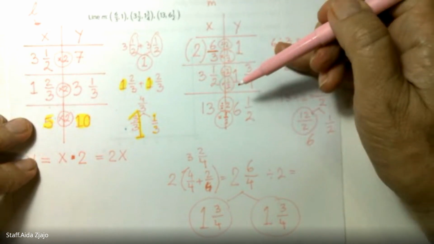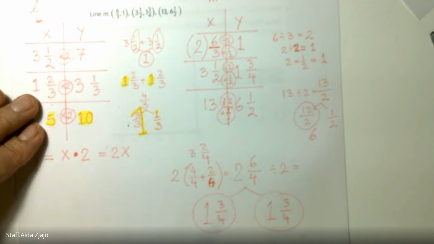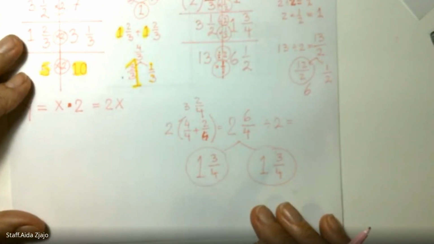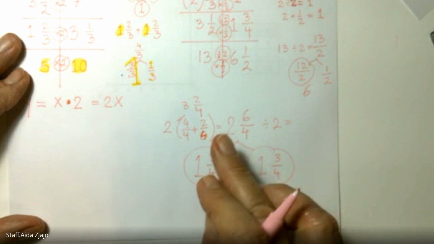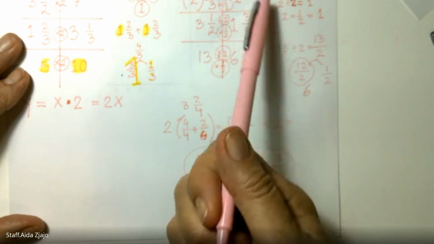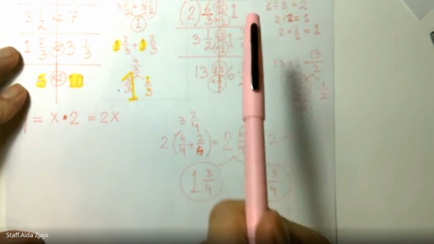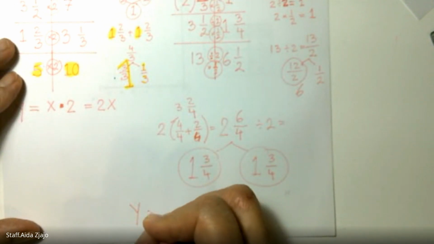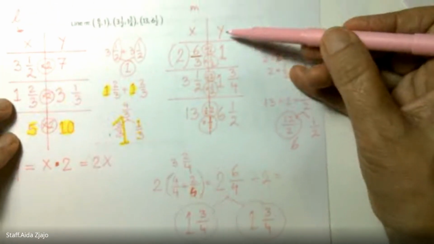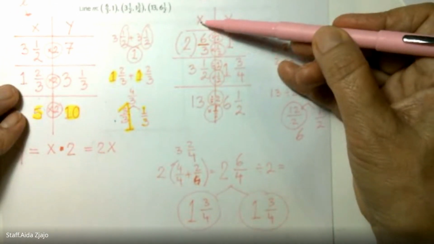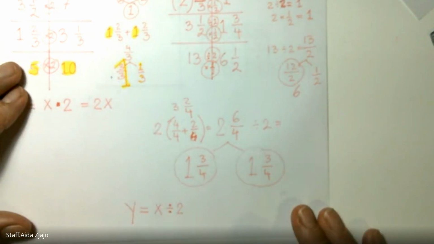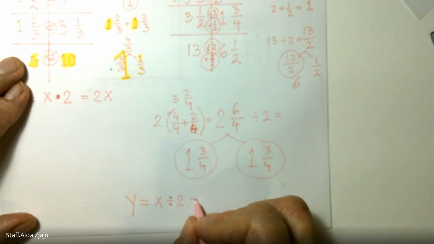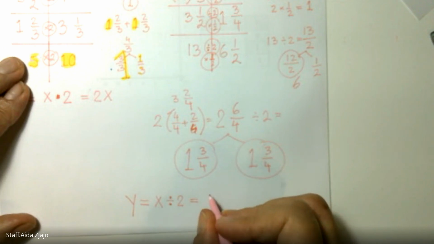Now, to do this one, let me make this a little bit bigger so you can see. Let's see if I start with what I just did. I'm looking for a y. What is the y? So in this case, y equals x divided into 2. Okay, now we can change this using a fraction line.